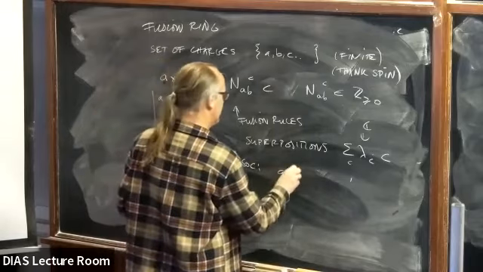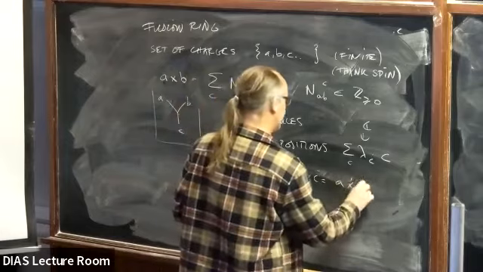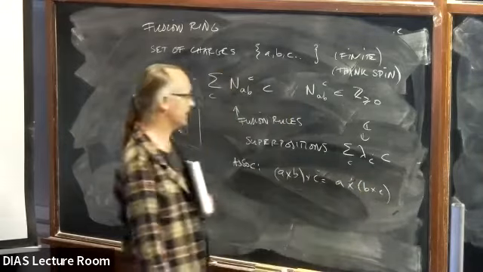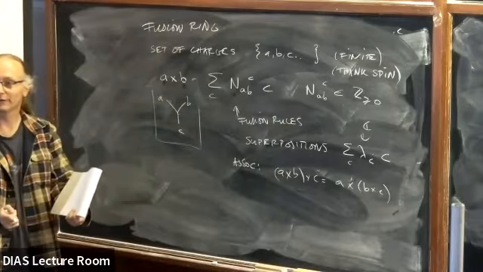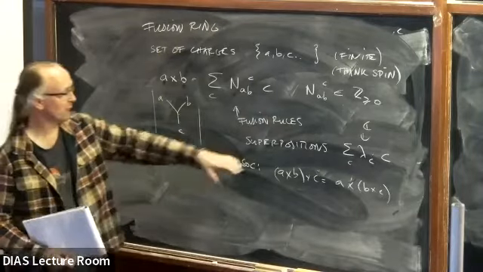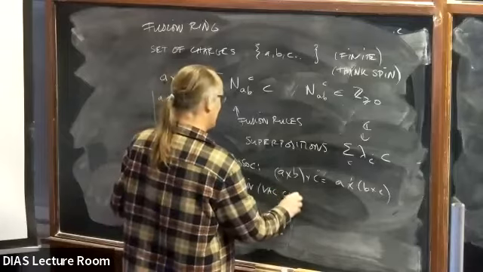So A times B times C is A times B times C. It just means that it makes sense to think about the algebra. It doesn't matter if I put the first two together or the last two together. And we also have a trivial charge, the vacuum charge.